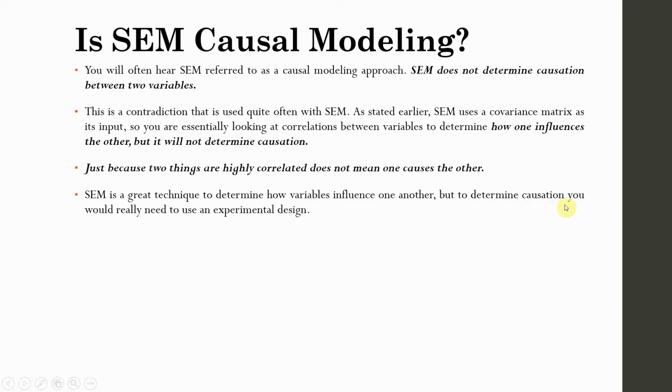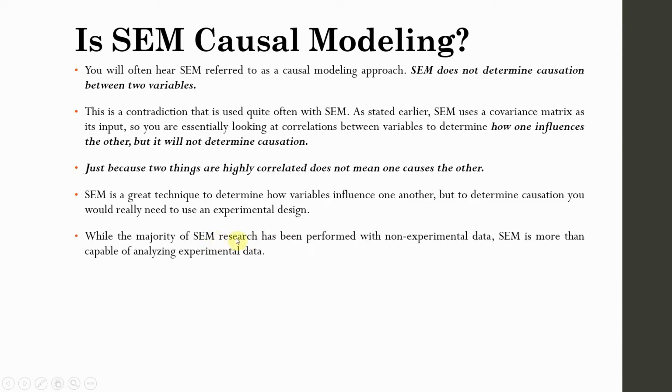But in order to determine causation, you will really need to do experimental design so that you can change the cause and see the changes in your outcome variable or your criterion variable. While the majority of SEM approaches have been performed with non-experimental data, SEM is more than capable of analyzing experimental data. So if you've got experimental data, you can use structural equation modeling.